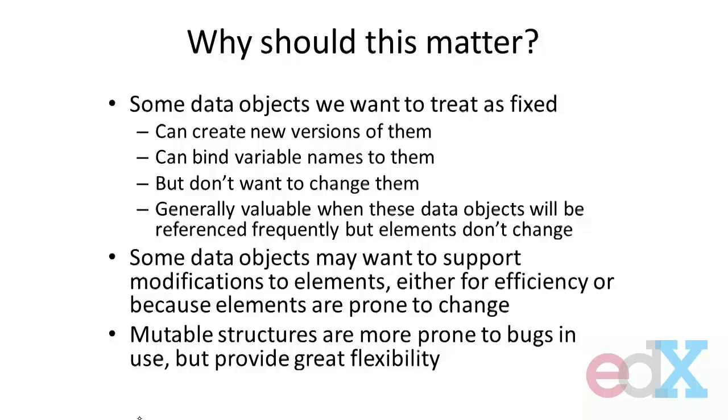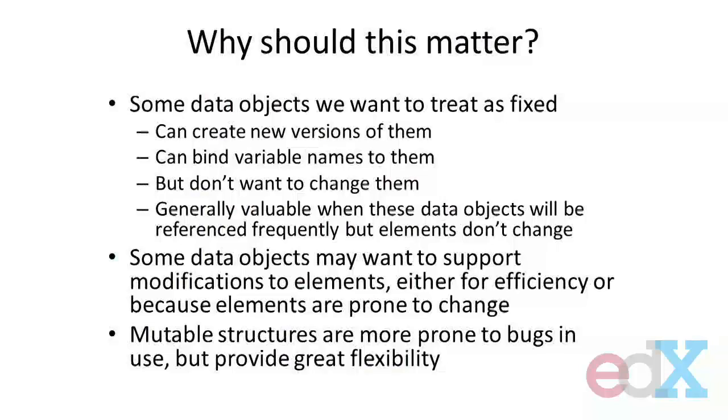They don't change. On the other hand, lists can be modified after they're created. And why would we want to do that? Well, in part, because there are going to be some problems where that's really valuable. Some data objects we really want to treat as if fixed. We create new versions of them, we can bind variables to them, but we don't want to change them. This is usually valuable when those data objects are going to be frequently referenced, but the pieces inside of them don't change. Why would we want the ability to change them? Because that can just lead to bugs. On the other hand, there are going to be some instances where the data objects may want to support modifications to elements inside of them.